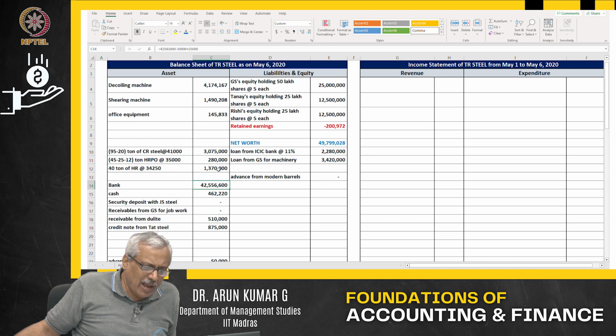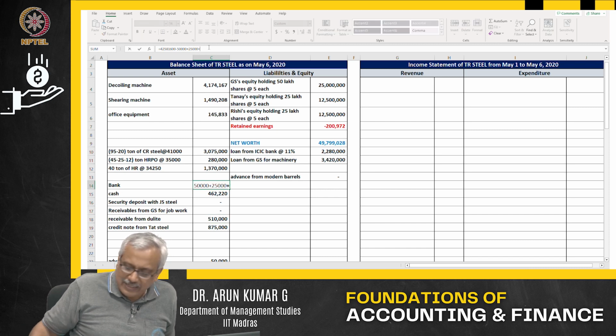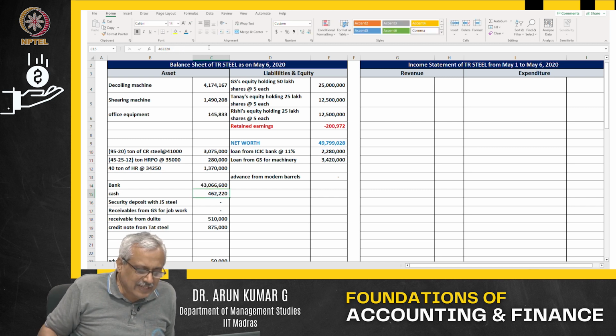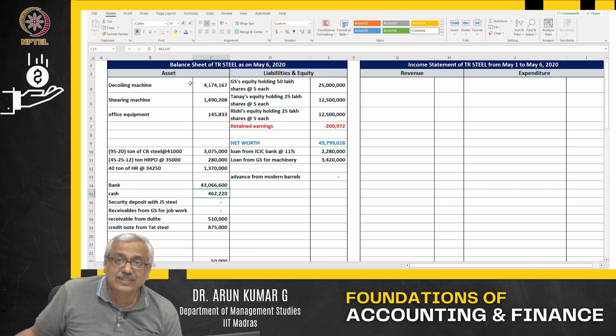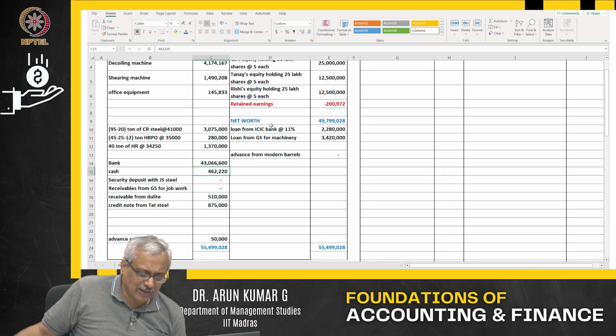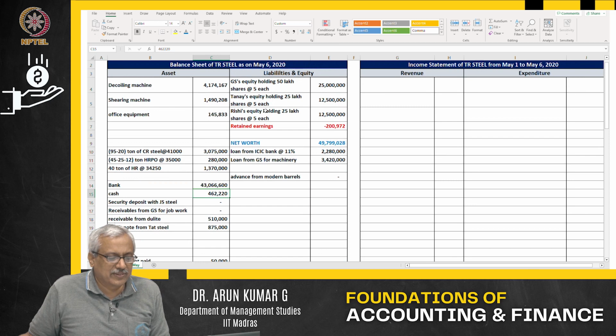When you have received, what happens? Your bank account increases. That is 10 into 51,000. That is what you have received. Your bank balance increases. You can see the balance sheet will always balance. It's a tight balance.